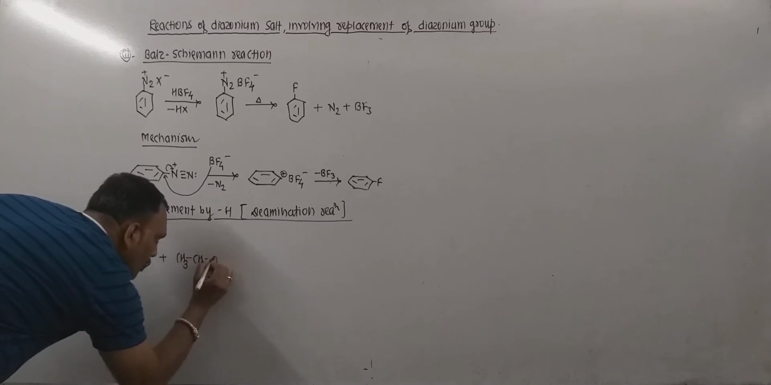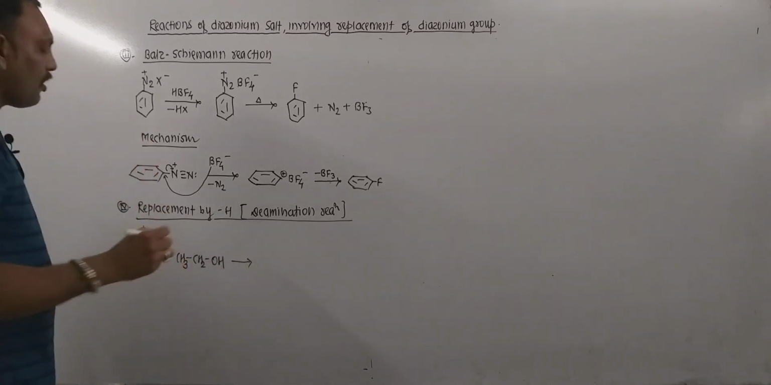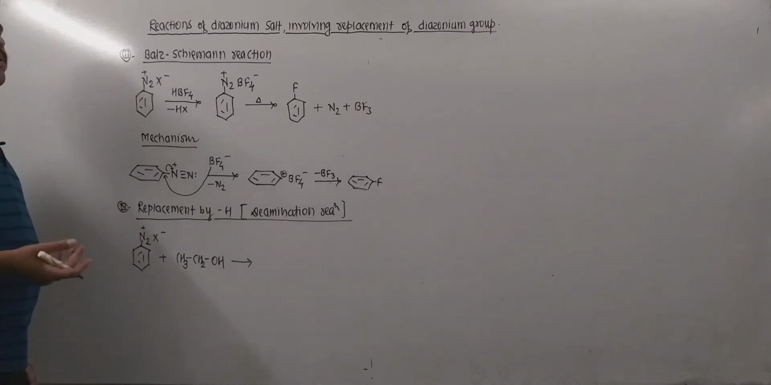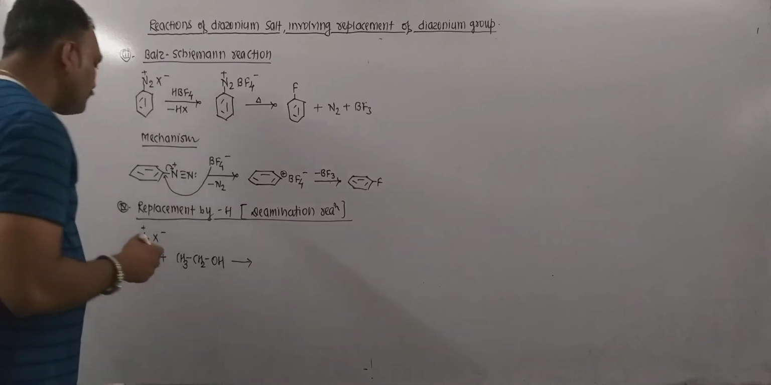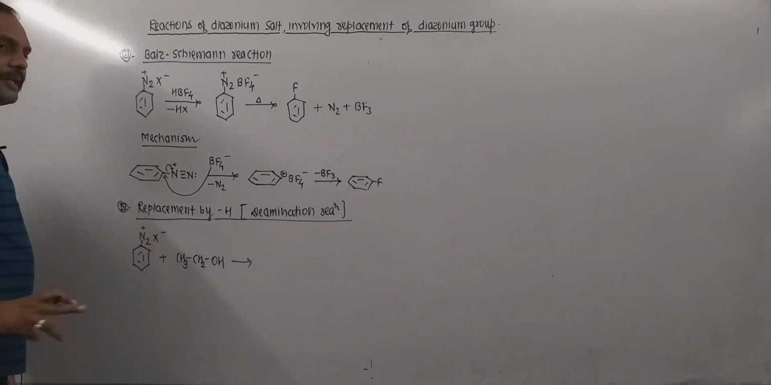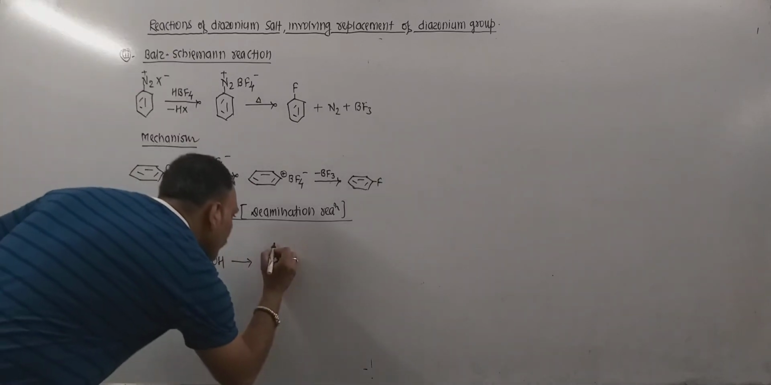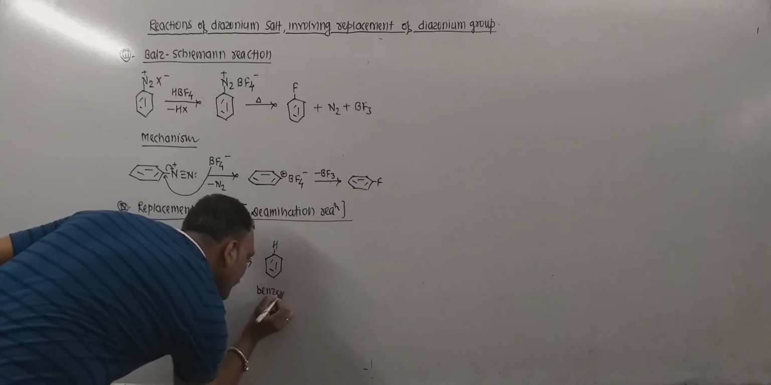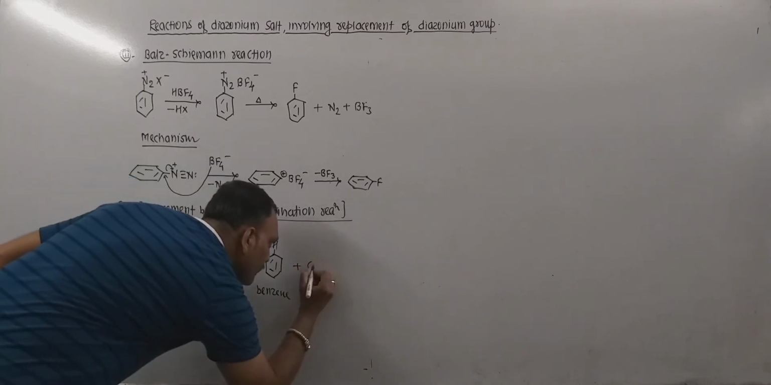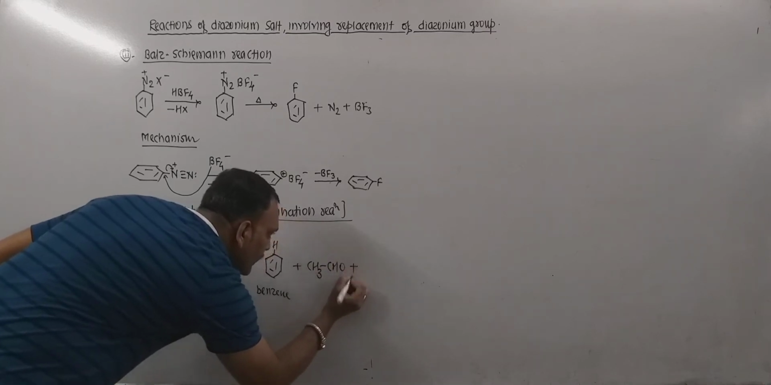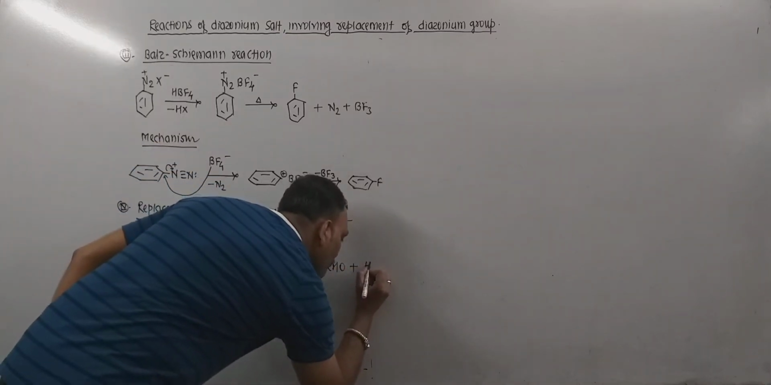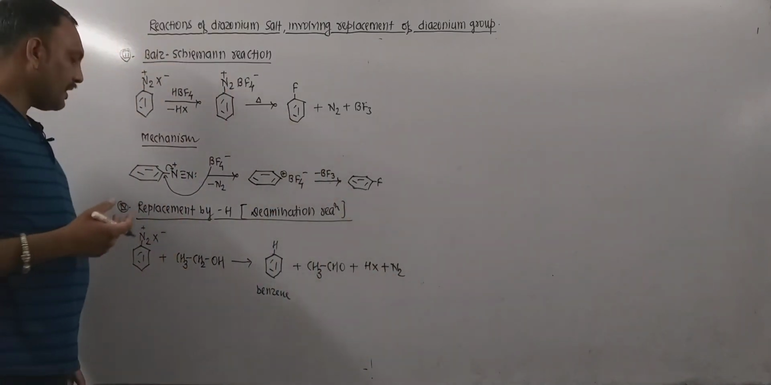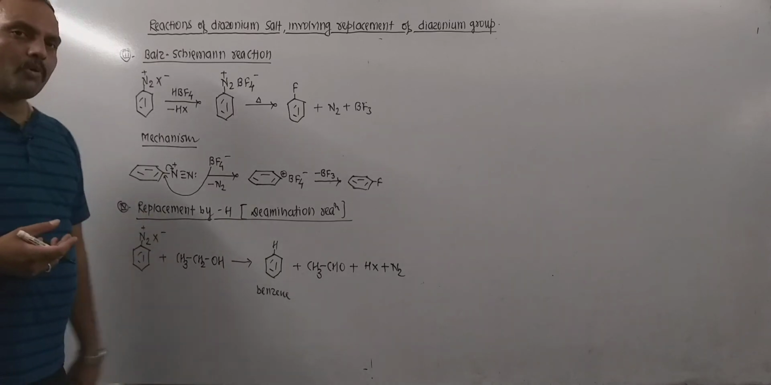When this diazonium salt is treated with ethanol, remember ethanol is a reducing agent, so it definitely undergoes oxidation, and thereby replacement of the diazonium group by hydrogen takes place. That leads to the formation of a hydrocarbon, which we call benzene here. And as the ethanol undergoes oxidation, acetaldehyde will be one of the products along with HX, and liberation of N2 takes place. Thus one can replace the diazonium group by hydrogen.